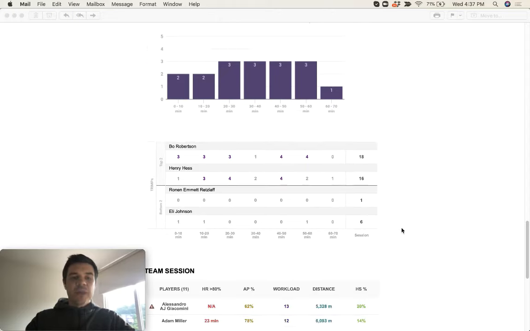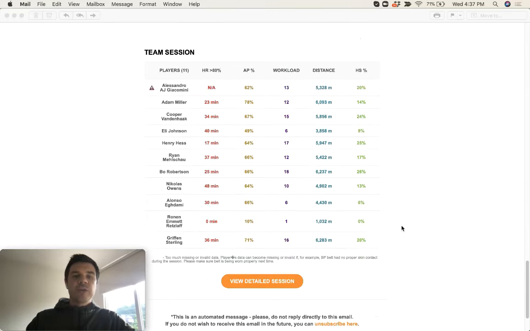Finally, when you scroll right to the bottom of the email, you've just got a quick breakdown, really simple, of each player that was in the session, and we show their individual data points for that session. And of course, you can click on this button here, View Detailed Session. It's going to take you to the dashboard if you want to see it in more depth and detail.